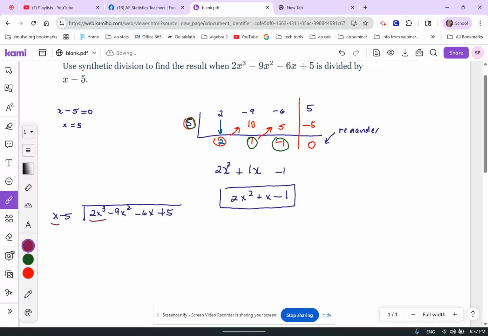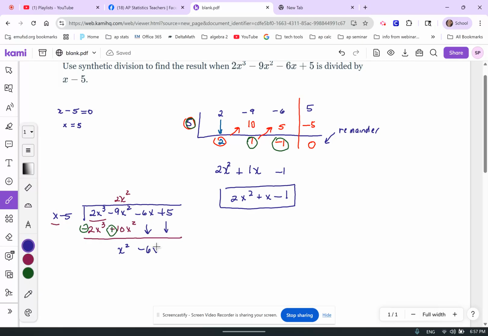How many times does x go into 2x cubed? It goes in 2x squared times. And now 2x squared times x minus 5 is 2x cubed. Negative 5 times 2x squared is negative 10x squared. And we remember to change our signs. And we add down negative 9x squared and 10x squared is positive x squared. And then we bring down the other terms.